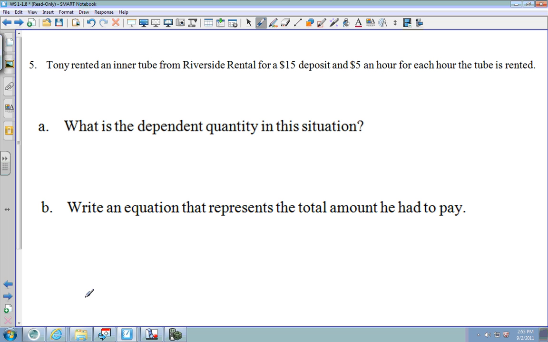Next, read this problem, pause the video, and see if you can come up with the equation and the dependent quantity. Okay, Tony rented an inner tube from Riverside Rentals for a $15 deposit. So there's the one-time amount. This is our constant. Now, we've got $5 an hour for each hour. The hour is going to be our variable because that's how it's going to change. $5 right here is my coefficient.